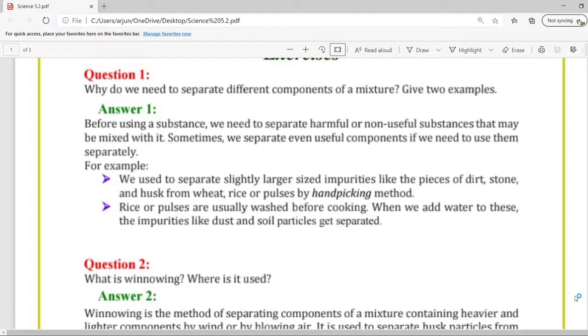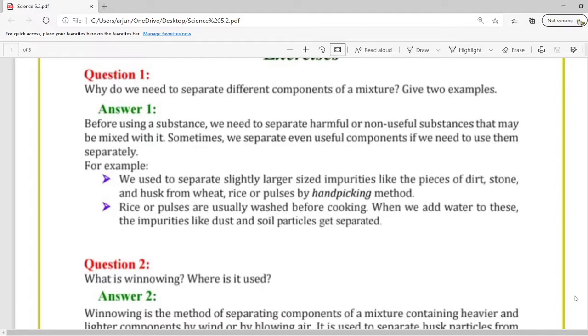Give two examples. Firstly, we have to explain what is the need of separation and we have to give two examples. So, your answer will be: before using a substance, we need to separate harmful or non-useful substances that may be mixed with it. Sometimes we separate even useful components if we need to use them separately.